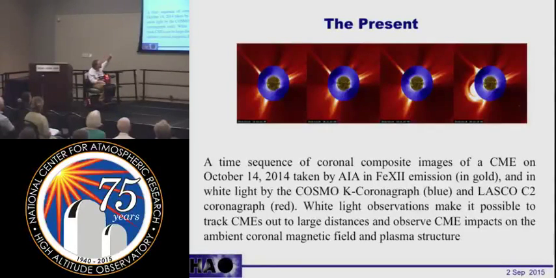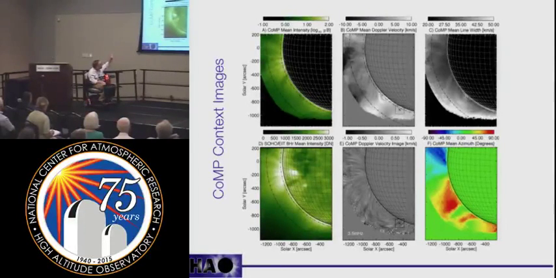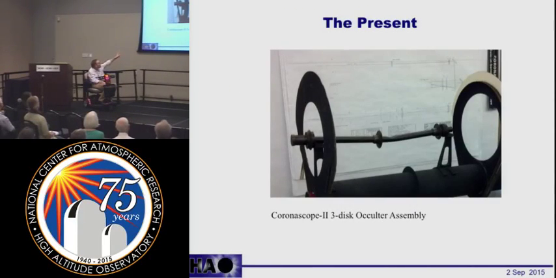Next slide, please. Here's the present. Great things are done. You can see space-based coronagraphs, as Joan is stressing all the time, are missing out on the inner corona. Next slide. This is, of course, the exciting new development that my little thing would potentially complement. Next slide. This is the Coronascope 2, and you can see it right now in the museum.